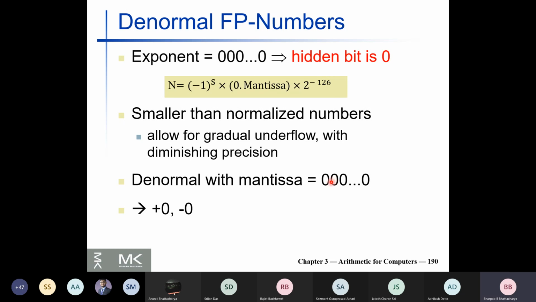And when the mantissa is also 0, then it reduces to plus 0 or minus 0, which is representable in the normalized domain also, by the special case. Okay, so that's all about normalization and denormal floating point numbers.